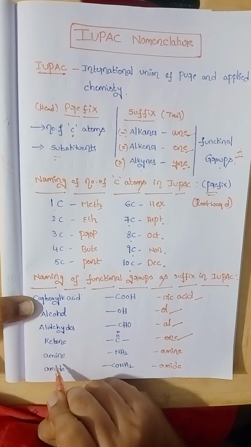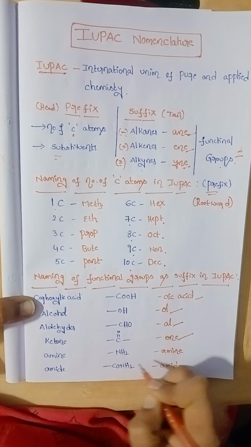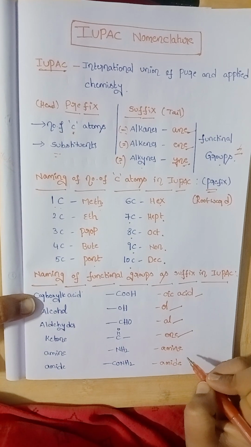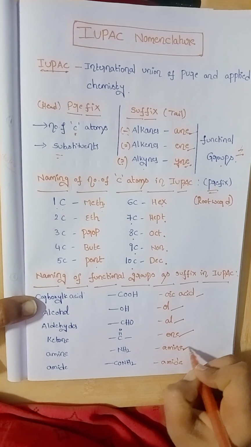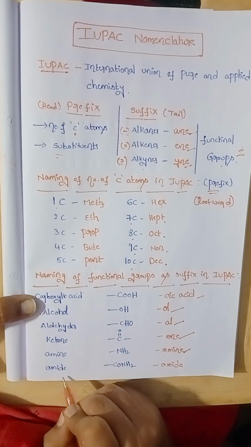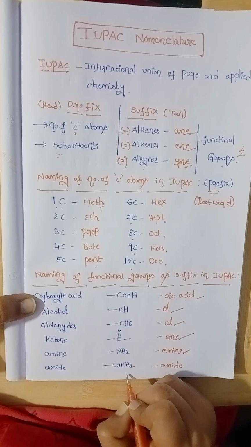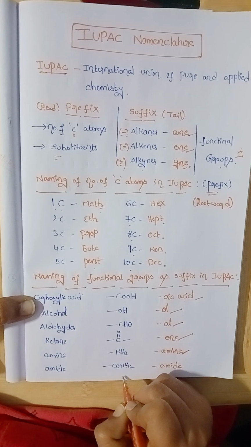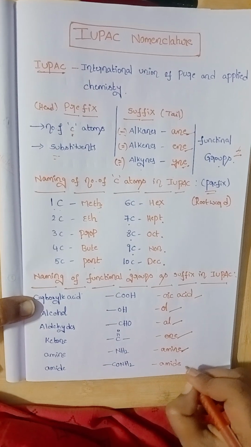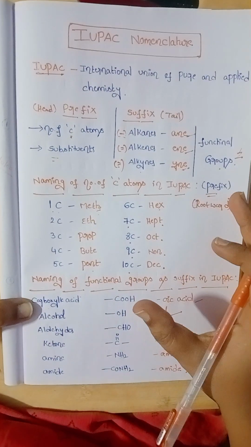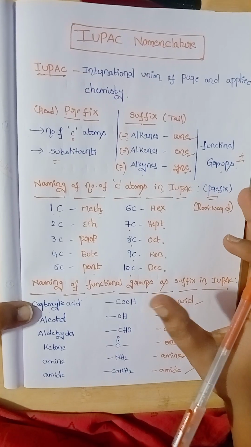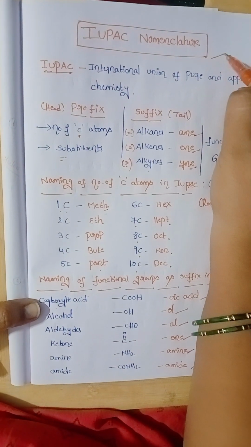If the compound contains the functional group amine, that is NH2, it ends with the suffix, as usual, amine. If the compound contains the functional group amide, that is CONH2, then it ends with the suffix amide. These are the basic rules for naming organic compounds using IUPAC nomenclature.